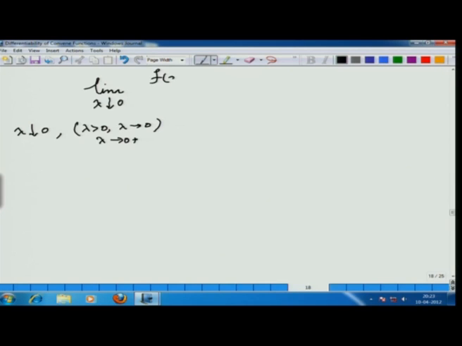So, if f is a convex function from Rn to R, then this one-sided limit always exists, finitely.